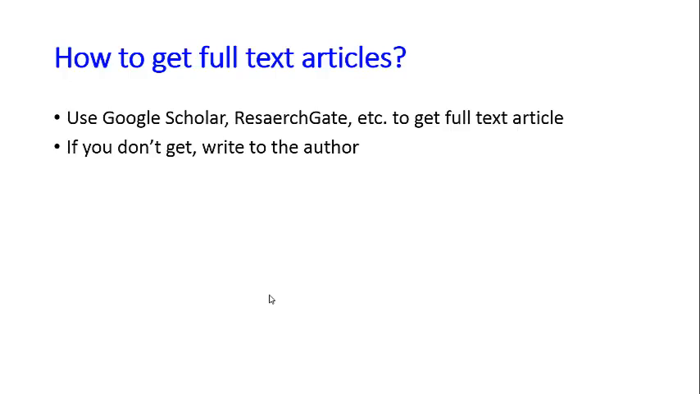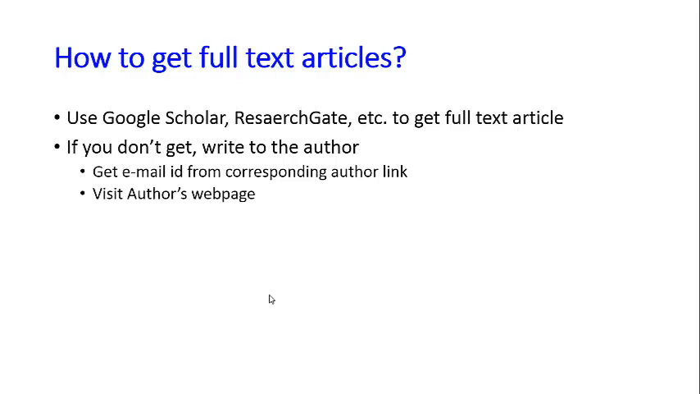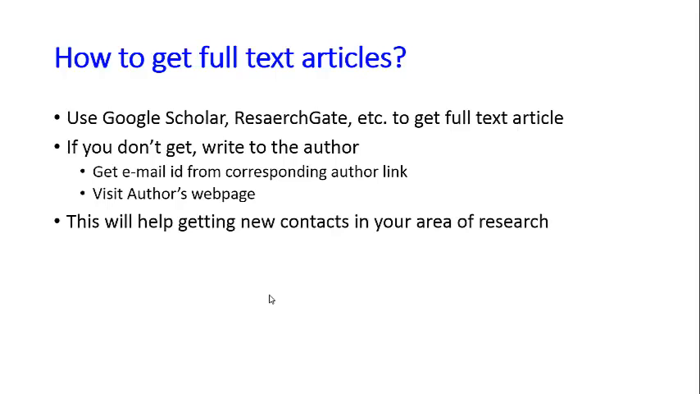If you don't get it, what you can do is write to the author directly. You can get the email ID of the corresponding author from the corresponding author link and then directly write to the author. Or else you can also visit the author's web page, where quite often authors would have displayed their research and would have given a link to download the full article. This will help in getting new contacts in your area of research, which is very essential for a growing researcher.